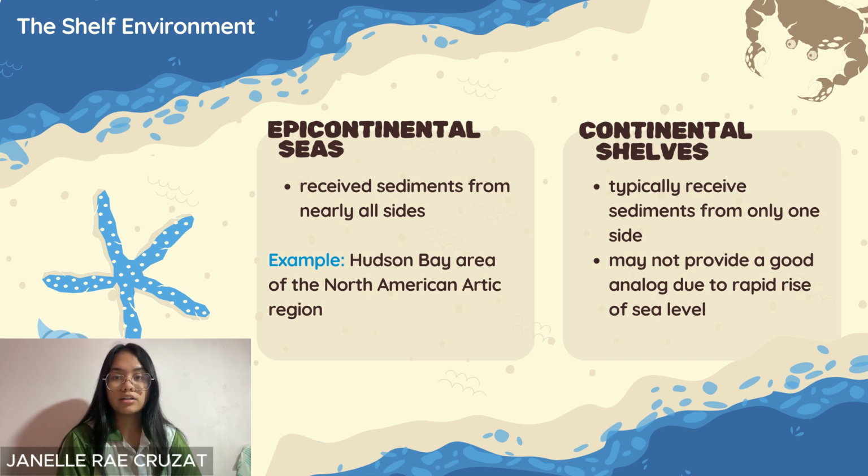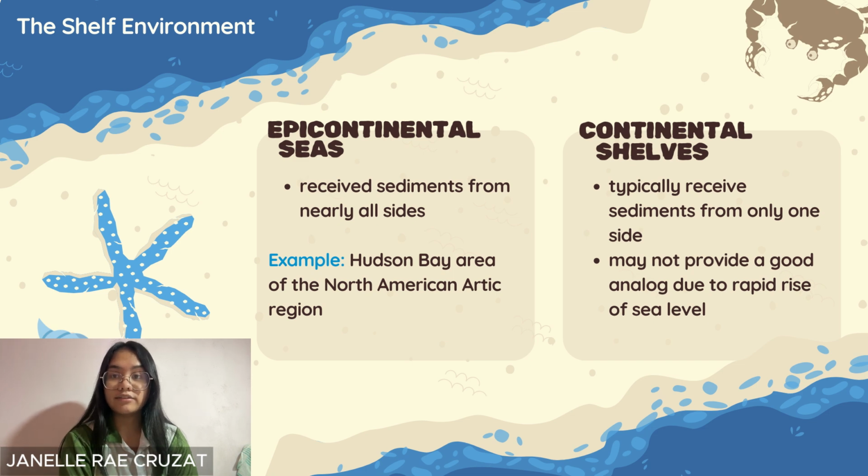While some modern continental shelves are quite wide, there are key differences between these environments. So it says here that epicontinental seas received sediments from nearly all sides. This is because they are covered and they are between land masses. And in contrast, continental shelves typically receive sediments from just one side, the landward side, via rivers and coastal processes.